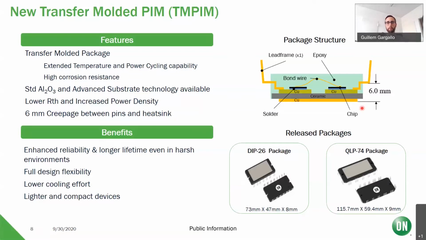We have different packages, different current ratings, covering the full power range in the same package. Also, the better RTH will enable lighter cooling, which in the end also leads to more compact devices. We have initially two packages that have been released already. This is the DIP26 package and the QLP74 package. The DIP is a dual inline package, whereas the QLP uses pins on all 4 sides of the module. And later I will show the lineup for these two different packages.